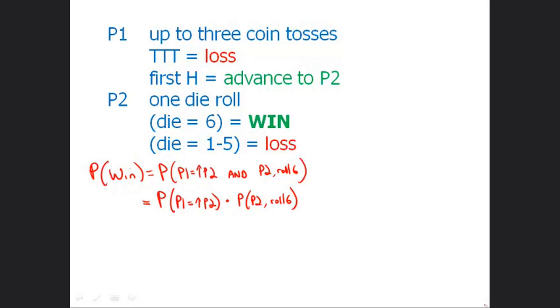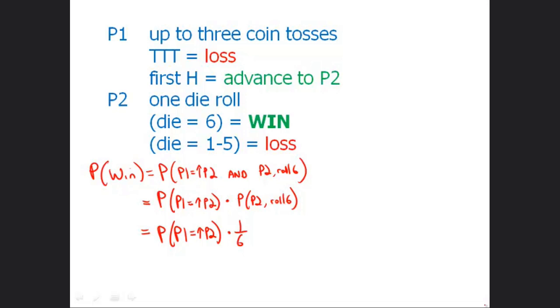Well, one of those factors is very easy to figure out. When you roll one die, what's the probability of getting a 6? Well, that's a probability of 1/6. So that means if we could figure out the first one, the probability that phase 1 results in advancing to phase 2, we would just multiply this by 1/6. So in a way, we're kind of halfway done with the problem.